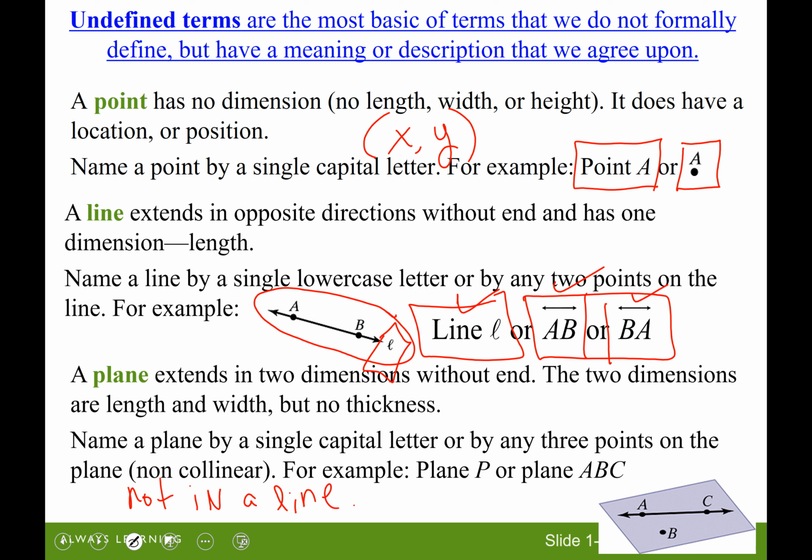So for example, you can name this plane right here. You can just put a capital P on the outside and then you can call it plane P. That's a way to name or identify it. Or you can name it plane ABC, where A, B, and C are all points on the plane, but notice that all 3 points are not in the same line. Okay?